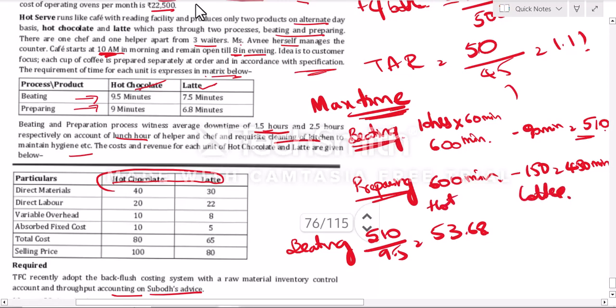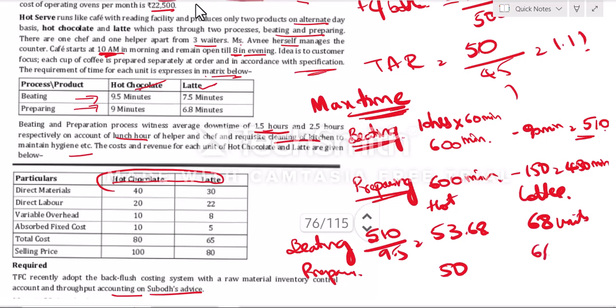In 510 minutes, we need 7.5 for each unit, means 68 units it can produce. Coming to preparation, 450 divided by 9 gives 50 units. And for latte, 450 divided by 6.8 gives 66.176. So, what is the limiting factor here?